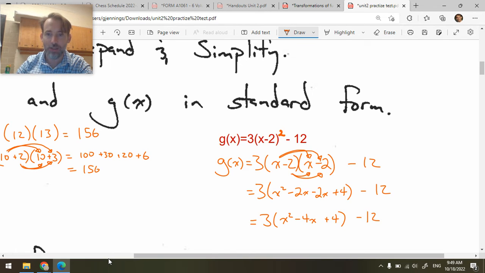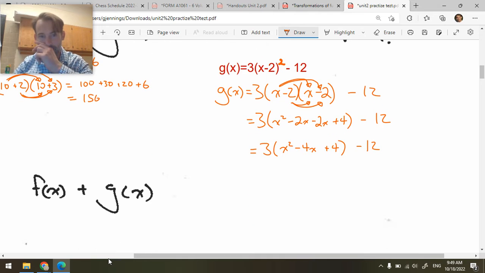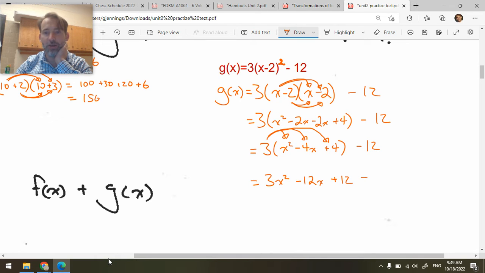Okay, minus 12. All right, now that 3 is now invited to the party. Boop, multiplies that x squared. Boop, multiplies that minus 4. And boop, multiplies that plus 4. So we will get 3x squared minus 12x plus 12. And now that minus 12 can tangle with the plus 12.